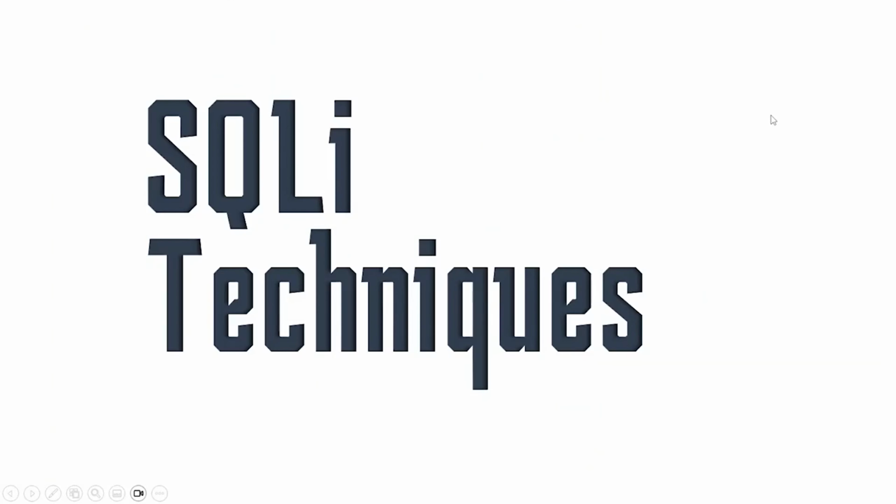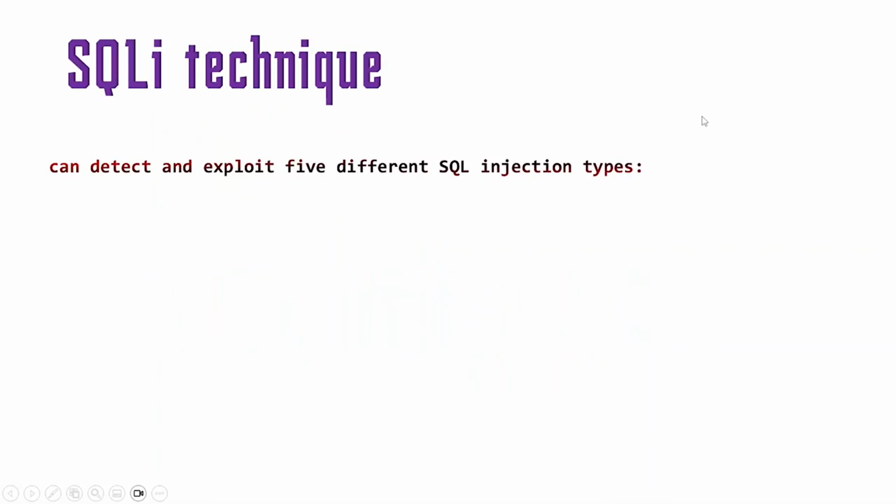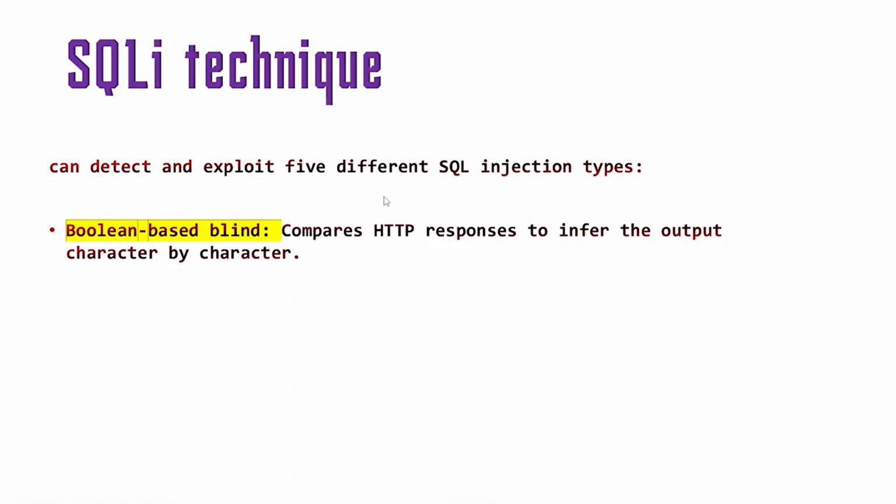Now let's learn about the SQL injection techniques that are supported by SQLmap. SQLmap can detect and exploit 5 different SQL injection types, as we have seen before. The first one is Boolean-based blind.